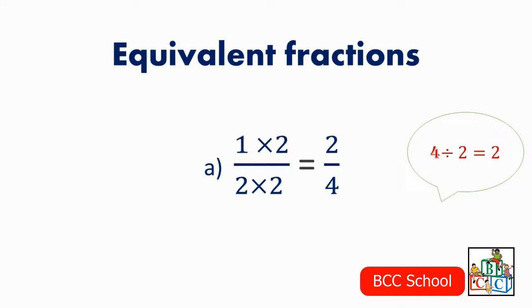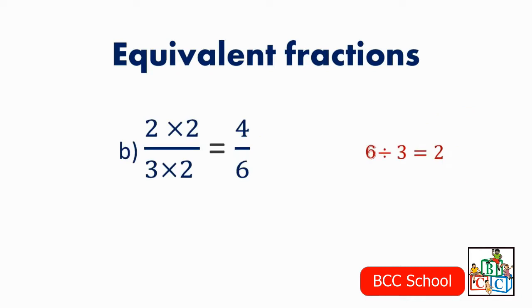We check the answer. Does 2 times 2 give me 4? Yes, it does. Now, if I have multiplied the denominator by 2, I need to multiply the numerator by 2. So 1 times 2 gives us 2.